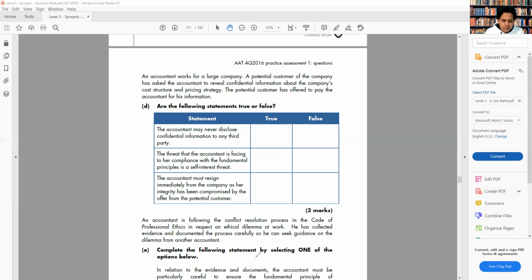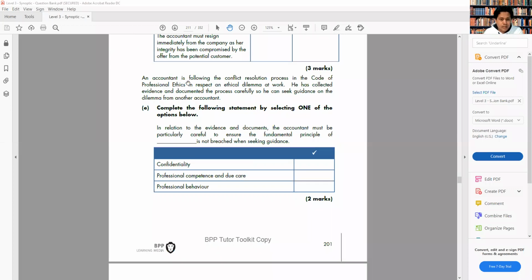So the next question we have is from the ethics. It says an accountant is following the conflict resolution process in the code of professional ethics in respect of an ethical dilemma at work. He has collected evidence and documented the process carefully so he can seek guidance on the dilemma from another accountant. Complete the following statement by selecting one of the options below. In relation to the evidence and documents, the accountant must be particularly careful to ensure the fundamental principle of confidentiality is not breached when seeking the guidance.